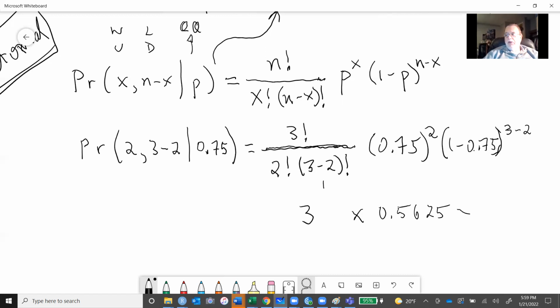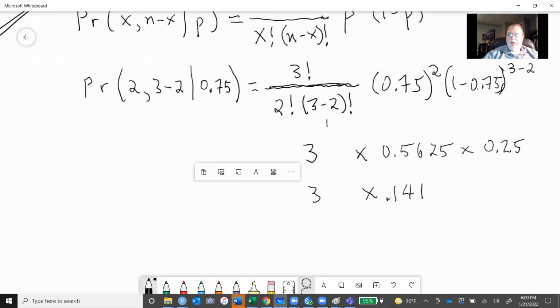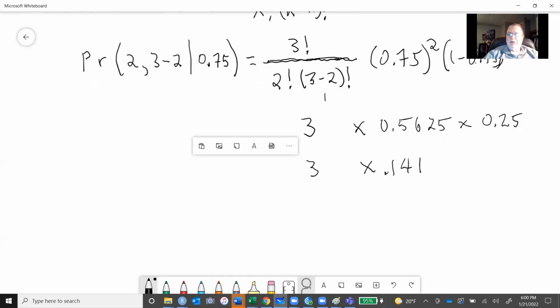And this will be multiplied by 0.25, because that's 1 minus 0.75, is 0.25 raised to the 1 power. So we get 3 times 0.5625 times 0.25. I get 14.1. Isn't that interesting? Just like the first case. They're very symmetrical, that's why.